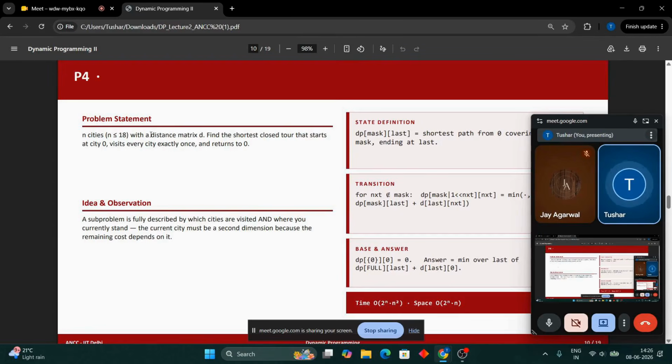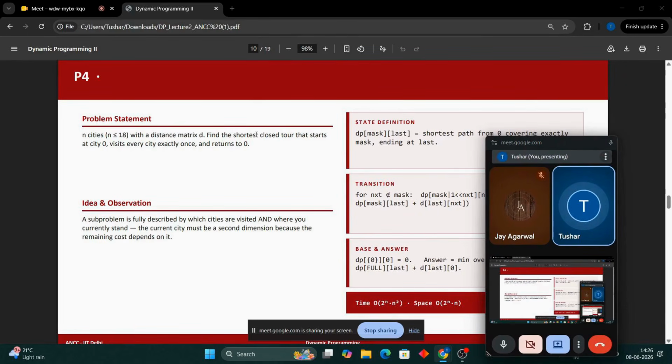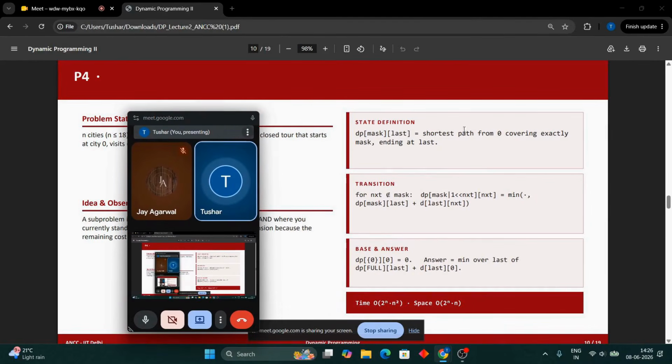And suppose we have visited a subset of cities. Now we need to move to the next city. While doing that transition, we only care about the last city in our path. So our state should have some information about the last city on our path, and we should also know which cities we have already covered, because we need to visit every city exactly once. So the state definition is that dp[mask][last] is the shortest path starting from 0 covering all the cities which are set in mask, where our last city is last.